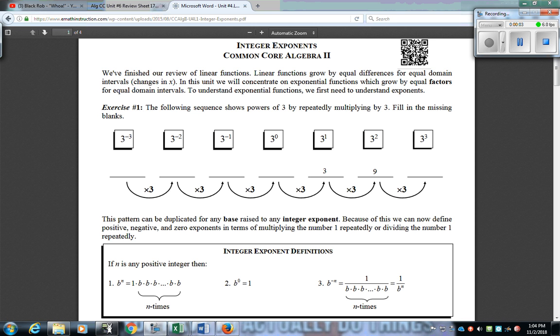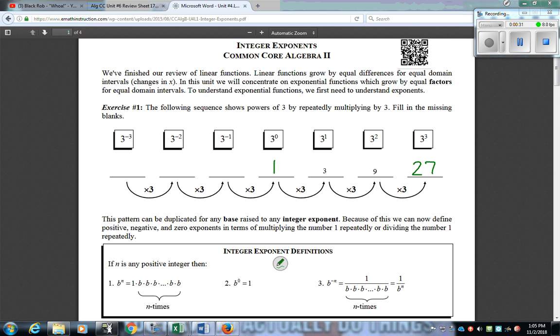Hey guys, we're going to talk about integer exponents because we're going to start getting into exponential functions. On exercise 1, they want us to just fill in a table to give us an idea of what happens when you have an exponential function, which is, again, repeated multiplication. So what you'll see with a lot of these, 9 times 3, 27, and then with the positive ones, you're going to see that each one to get the next one is multiplied by 3.